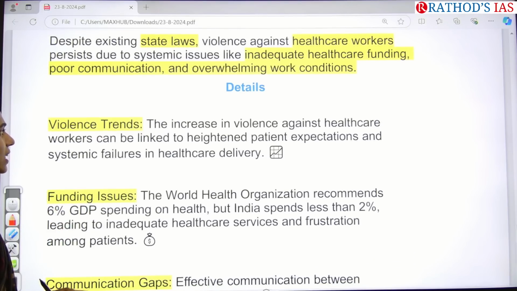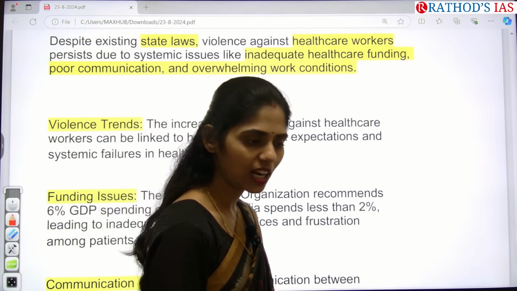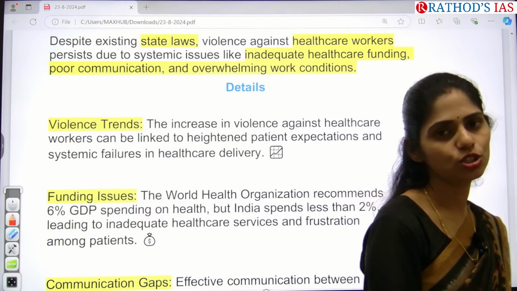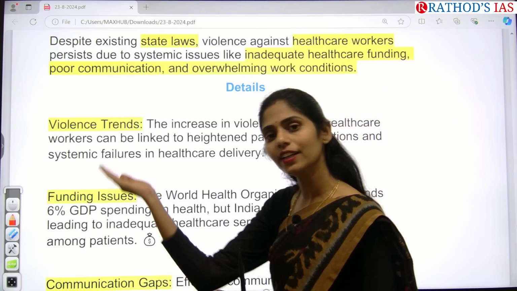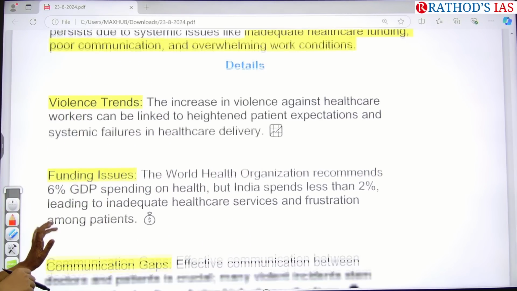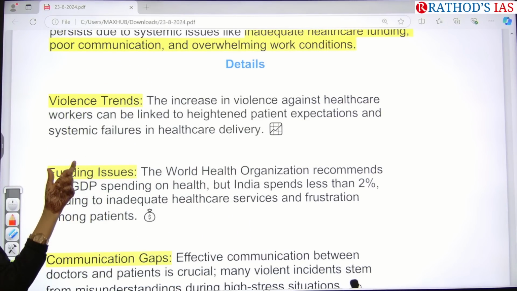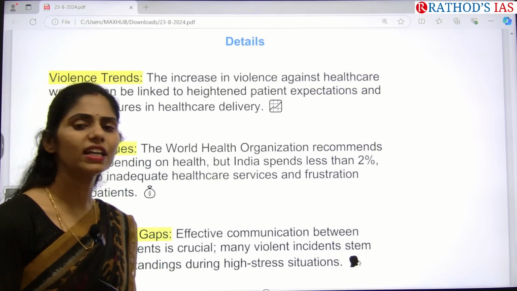If you see the details, it is saying that yes, there is increasing violence against healthcare workers. I'm not only talking about this rape and murder issue, but even patients and patient attendants attacking healthcare professionals. That is one important thing. That means you can understand that there is a systemic failure in our healthcare delivery. And the next one is that there is very little funding in our health sector.